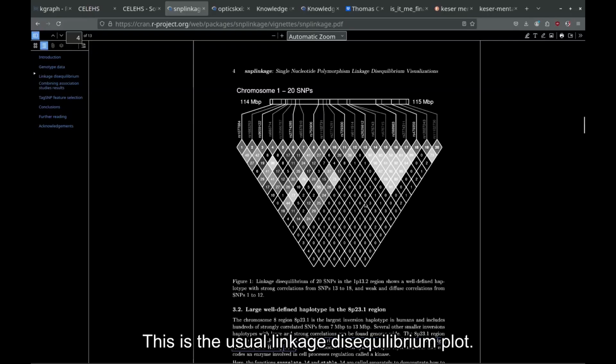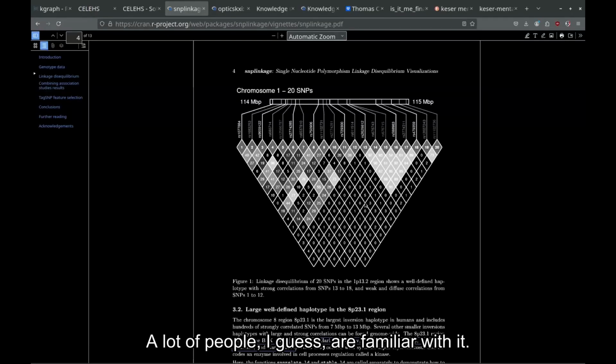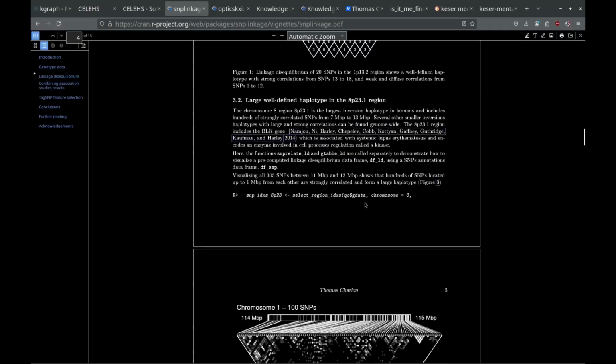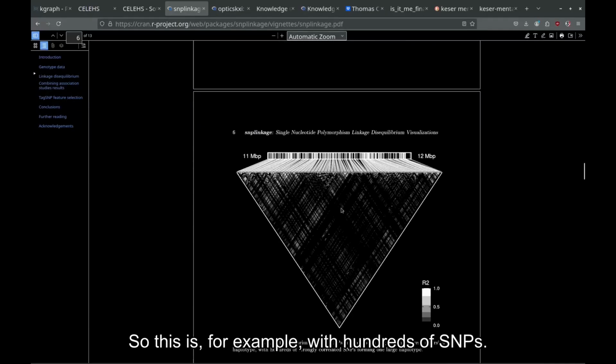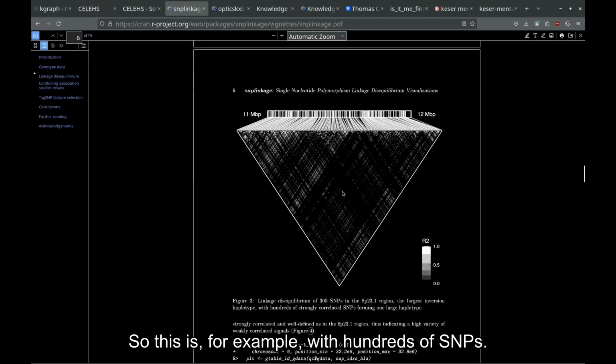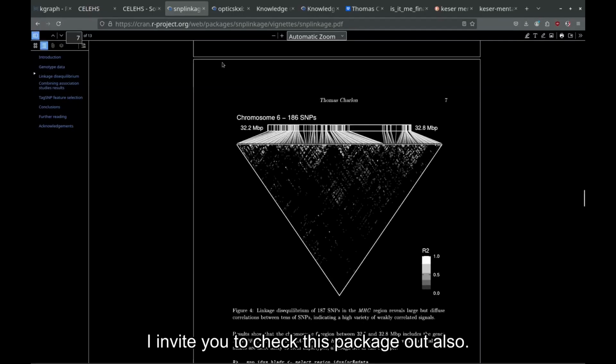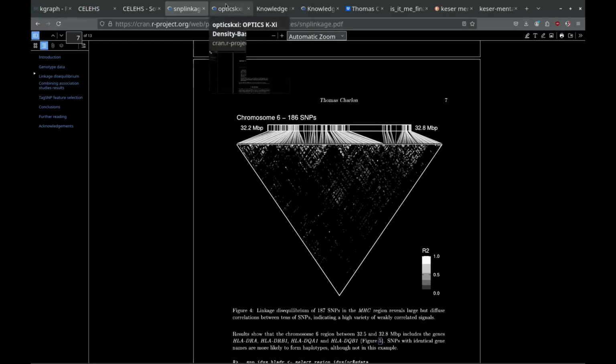This is the usual linkage disequilibrium plot. A lot of people, I guess, are familiar with it. And I wanted to push this plot a bit further to have a higher understanding of correlation structures in the genome. So this is, for example, with hundreds of SNPs. I invite you to check this package out also.